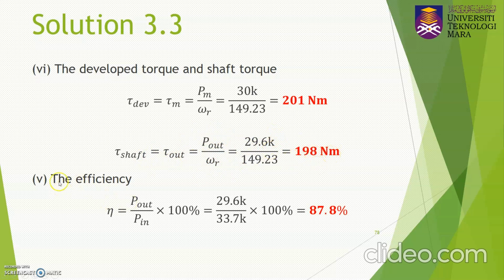Okay, so finally, the last question is the efficiency of the induction machine. For the efficiency, the formula is given by P out divided by P in multiplied with 100. P out in this case is 29.6K divided with your P in. P in is given by 33.7K. So finally, you get the efficiency is 87.8%.